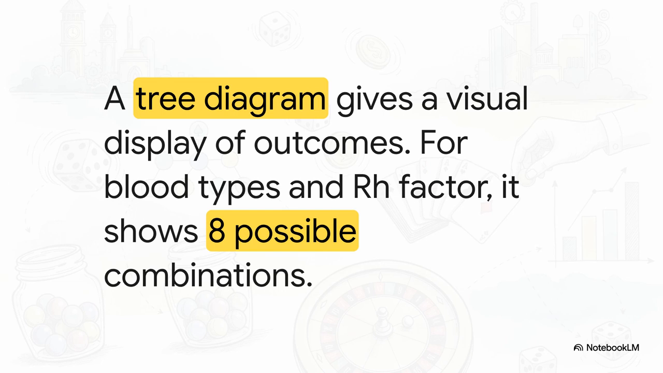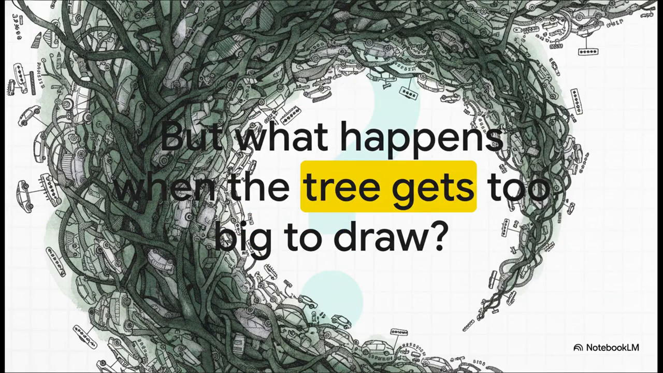Let's take blood type. You start with the 4 main types, O, A, B, and AB. Then, from each of those, you make new branches for the RH factor, either positive or negative. Just by following the branches, you can clearly see all 8 possible combinations, from O positive all the way to AB negative.